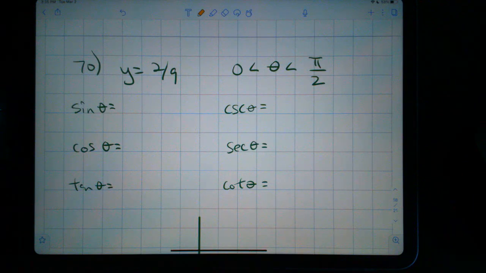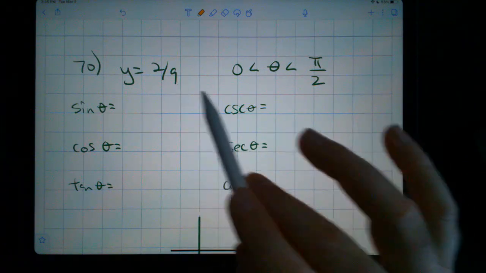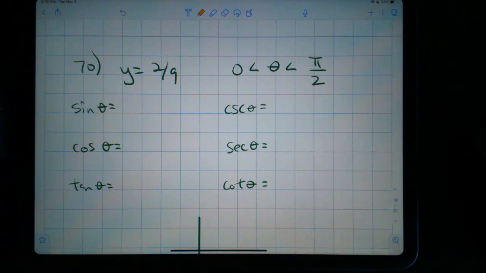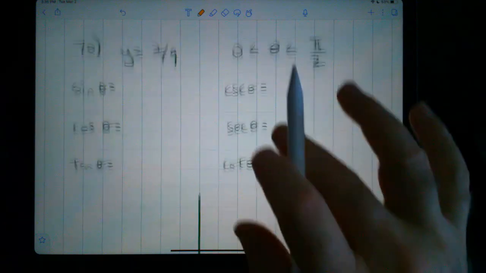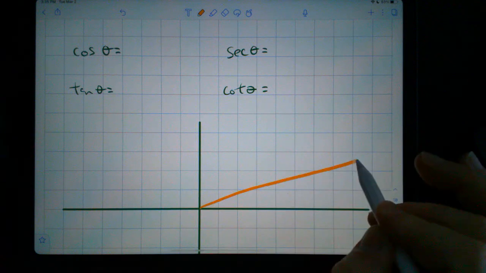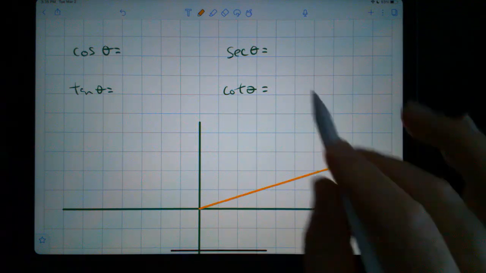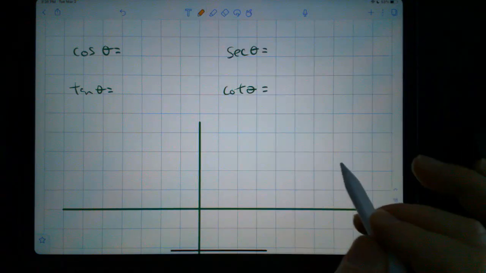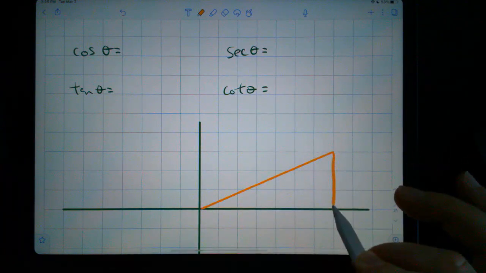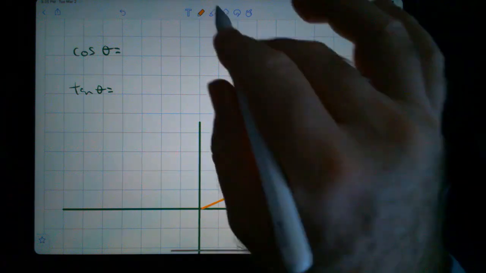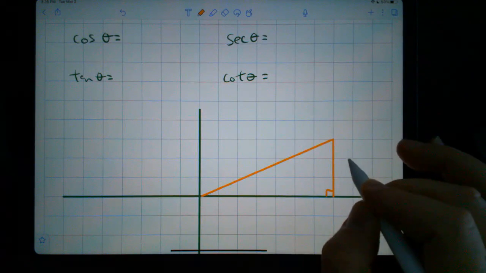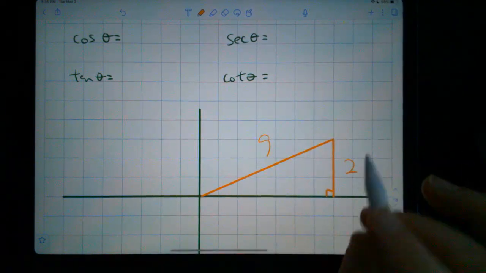Okay, so here our y is 2 over 9, and our theta is going to be in quadrant 1, because our theta is bigger than 0 and less than pi over 2. So our y is 2 over 9. There's our y, our hypotenuse.